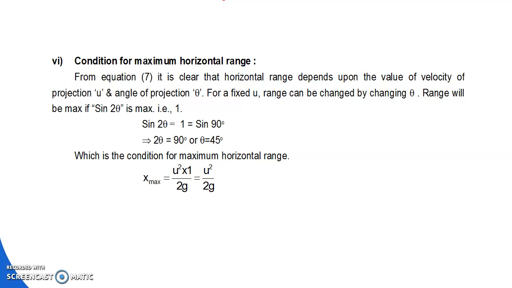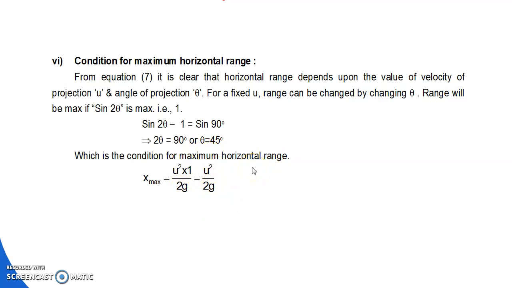In which angle is the sin value 1? It is sin 90 degree. So sin 2 theta is equal to 1 is equal to sin 90 degree. So obviously 2 theta is equal to 90 degree, so theta is equal to 45 degree. So this is the condition. If we throw a projectile making an angle of 45 degree, then only we can find the maximum horizontal range. So x maximum is equal to u square by 2g. So that is the condition for maximum horizontal range.